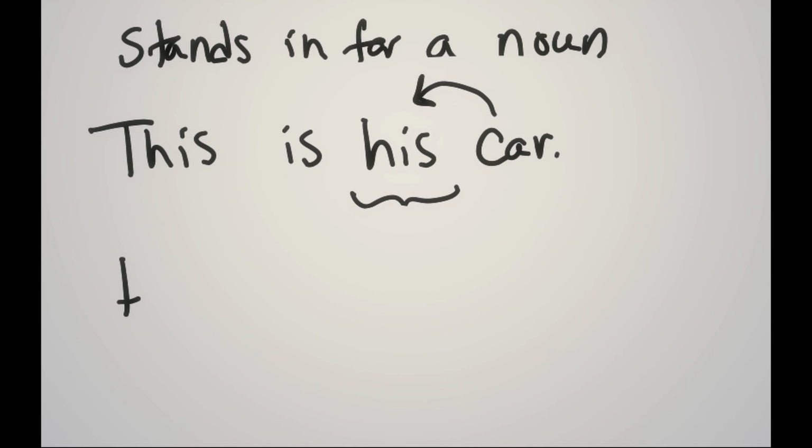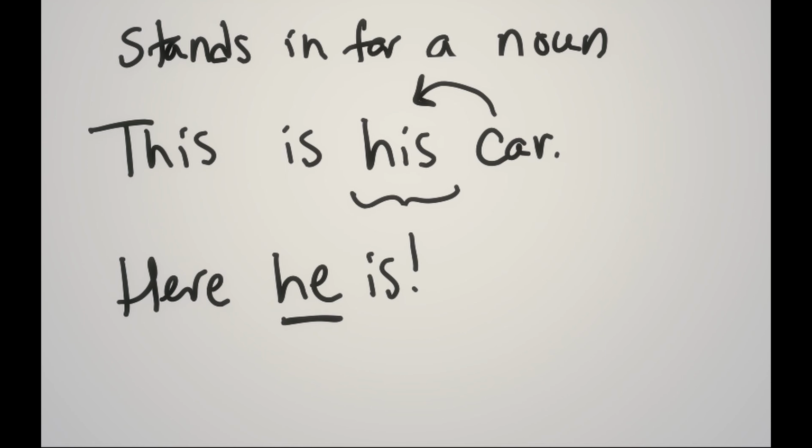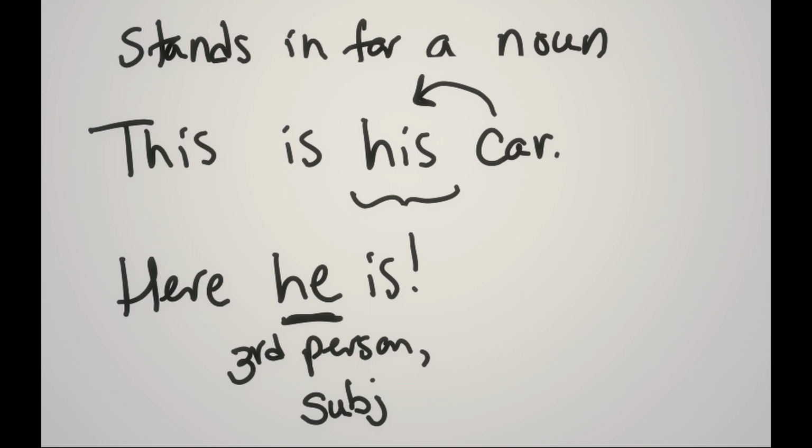Now, what if we had, here he is. Oh no, here he is. Still third person, because it's still talking about someone else. But now, this is no longer possessive. It's a different word. It is subjective. He is the subject of this phrase, this sentence. He is the subject. Here he is. Okay?